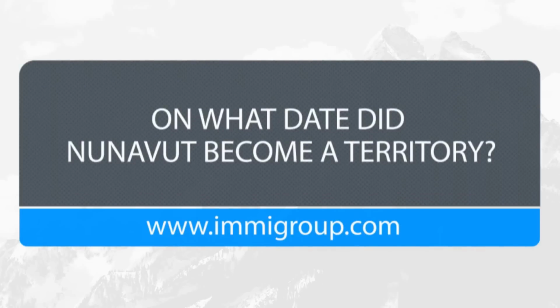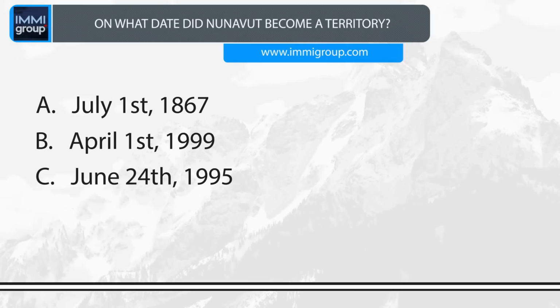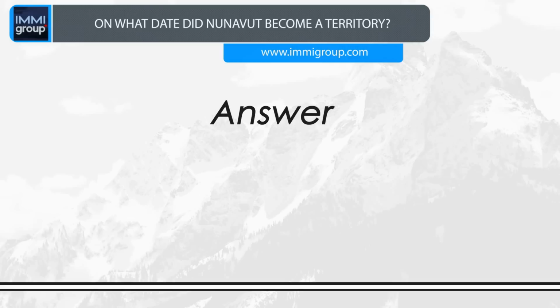On what date did Nunavut become a territory? A. July 1st, 1867. B. April 1st, 1999. C. June 24th, 1995. D. March 31st, 1949. Answer: April 1st, 1999.